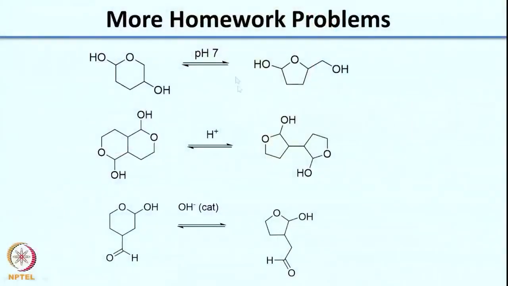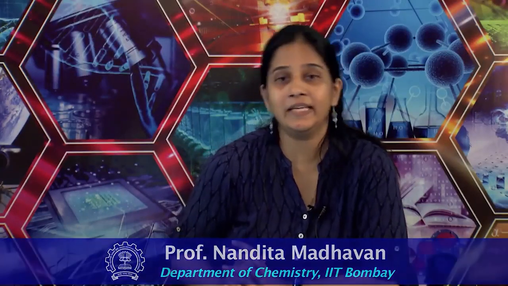So, now before we stop this lecture, I would like to give you some more problems. These are very similar molecules if you look at them. What we have done here is, for each of these molecules the reaction medium is different. So, one is at a neutral pH, one is at an acidic pH, and the other is where you have a catalytic amount of OH minus. So, I would like you to look at these reactions and try to work these out yourself before we have the next lecture. And if you have any doubts, please feel free to ask in the discussion forum where I or the TAs will help you solve these problems.